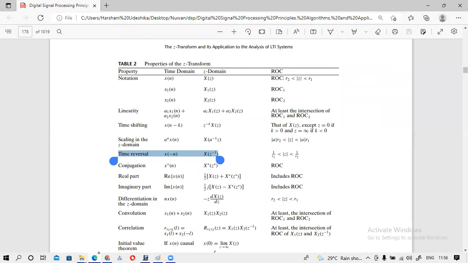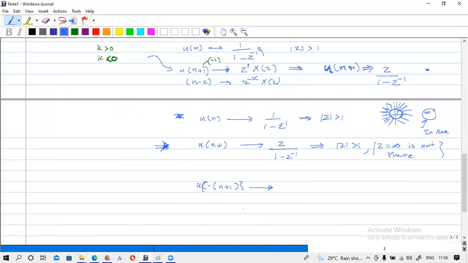If it is x[-n], it is not that z is reversed; the power will be changed to minus 1. So z will be changed to z^-1. It is not reversed, z will be changed to z^-1.